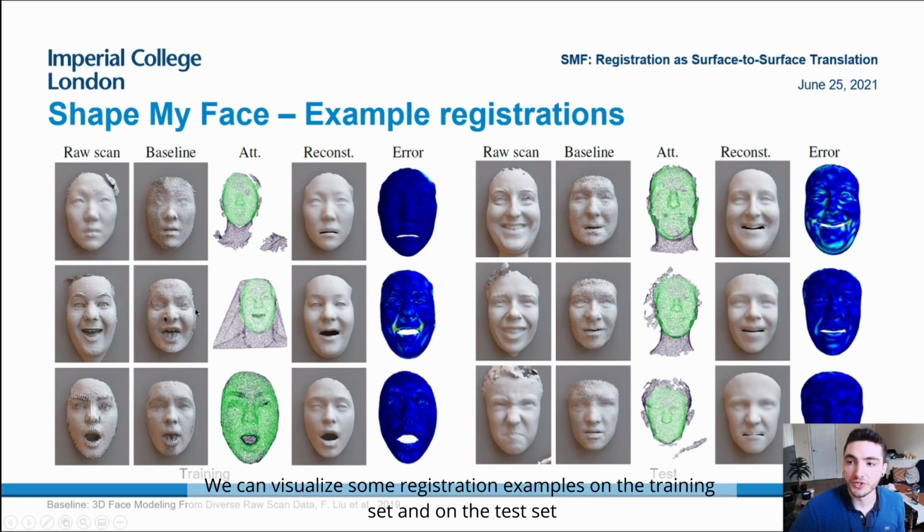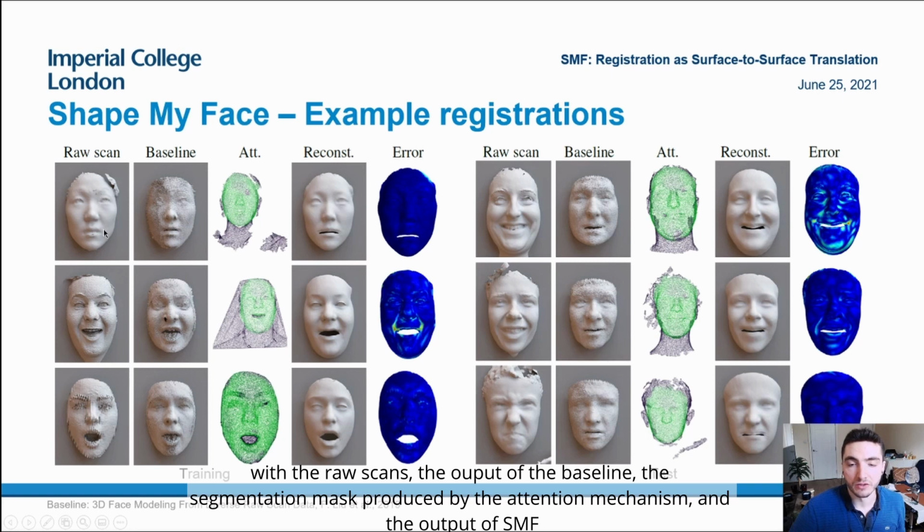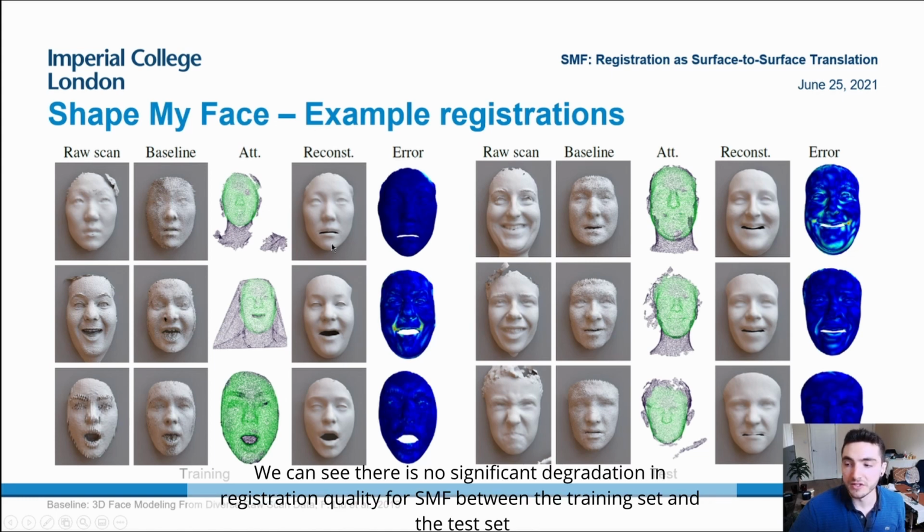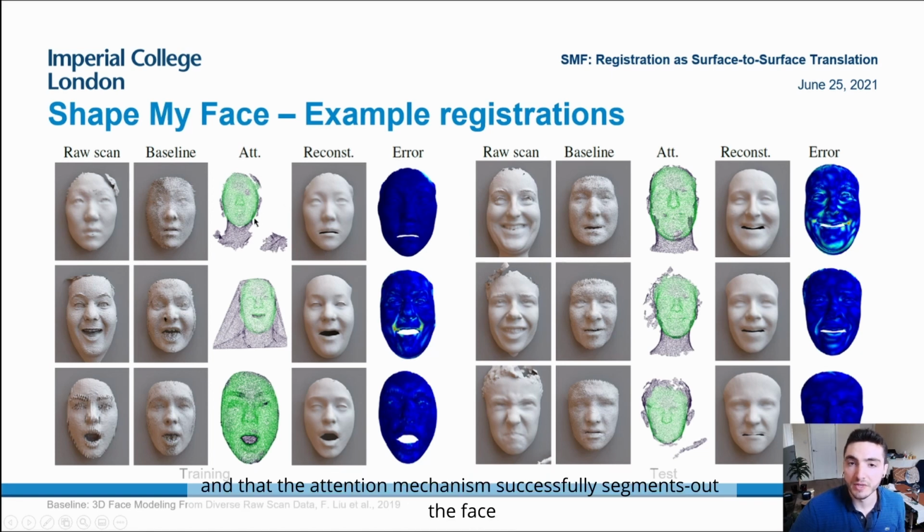We can visualize some registration examples on the training set and on the test set with the raw scans, the output from the baseline, the segmentation mask produced by the attention mechanism, and the output of SMF. We can see that there is no significant degradation in registration quality for SMF between the training set and the test set, and that the attention mechanism successfully segments out the face.